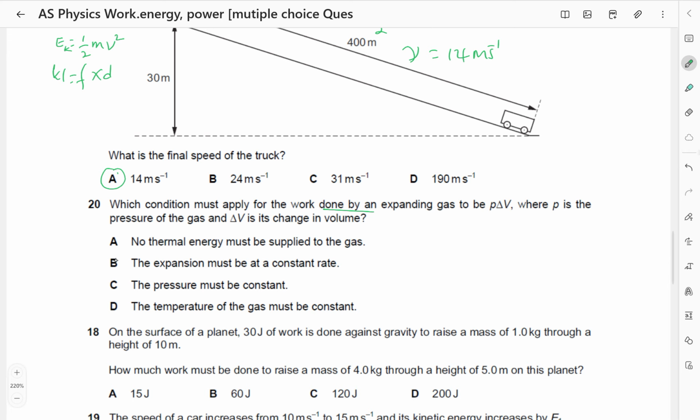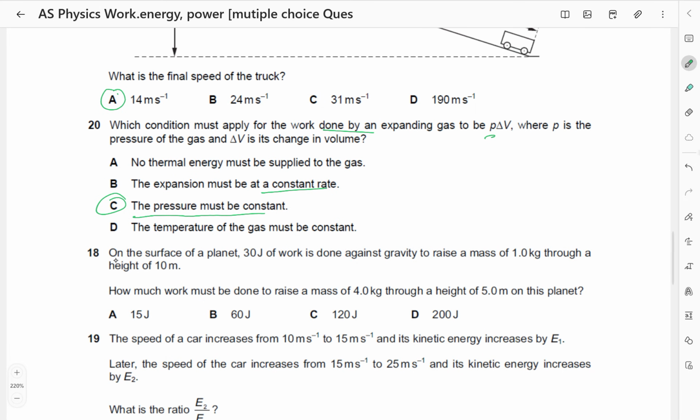The expansion must be at a constant rate. The pressure must be constant. So the answer is C, the pressure should be constant. So if the pressure is constant, whether there is thermal energy supplied or not, as long as there is a change in volume, then it means there is work done by an expanding gas. So the pressure must be constant.